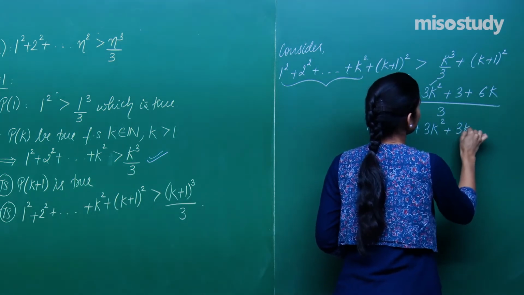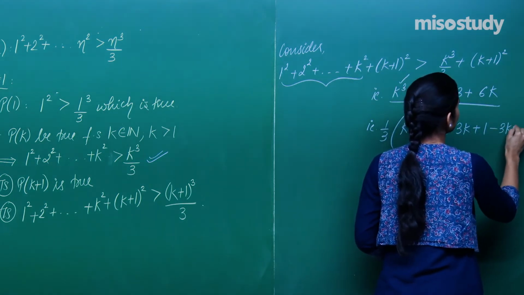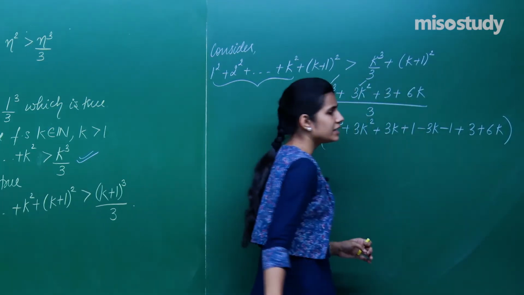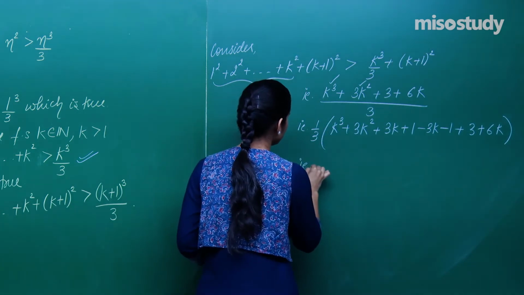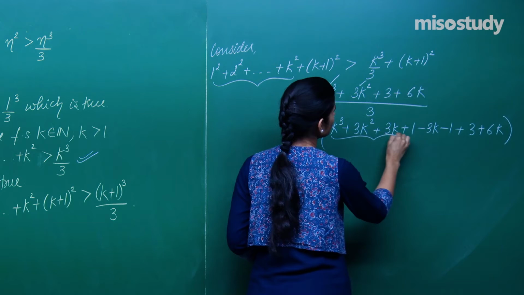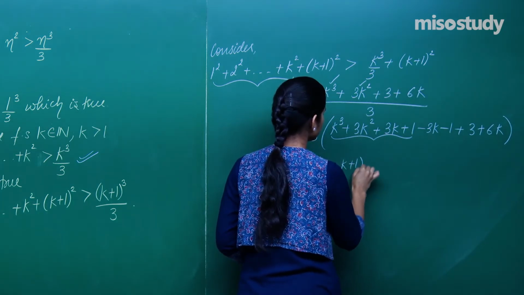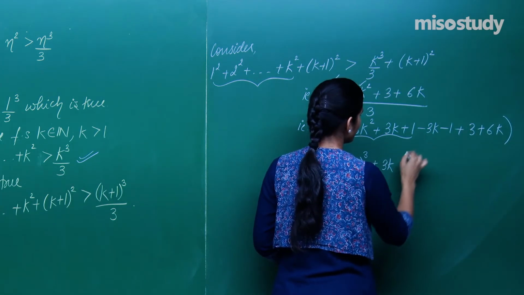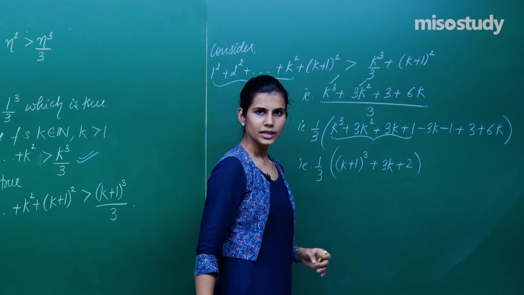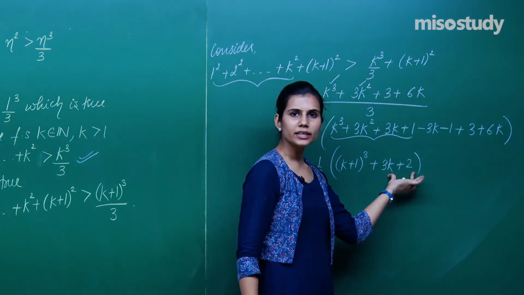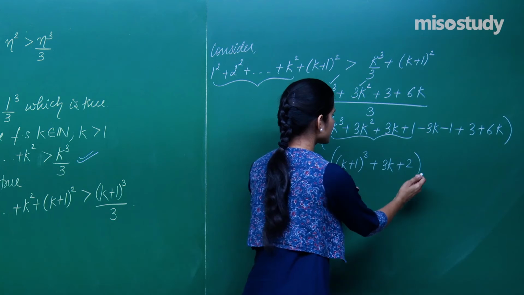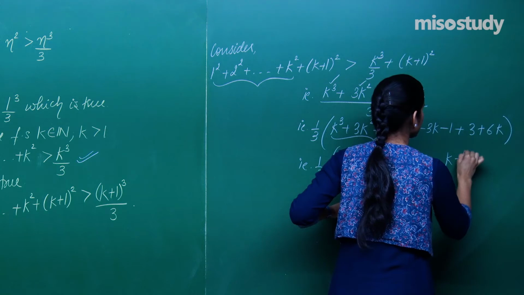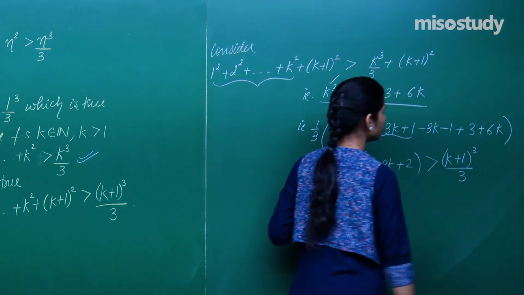Plus 3k plus 1 I want, so I will be subtracting them as well, and the rest of the quantities I would be writing. I am just trying to create (k+1) whole cube. That gives me 1 by 3, k cube plus 3k square plus 3k plus 1 gives me (k+1) whole cube, minus 3k plus 6k gives me 3k, 3 minus 1 gives me 2. Clearly k is a natural number, so this quantity is greater than 1, and therefore this complete quantity is greater than (k+1) whole cube, and so this quantity is greater than (k+1) whole cube by 3.